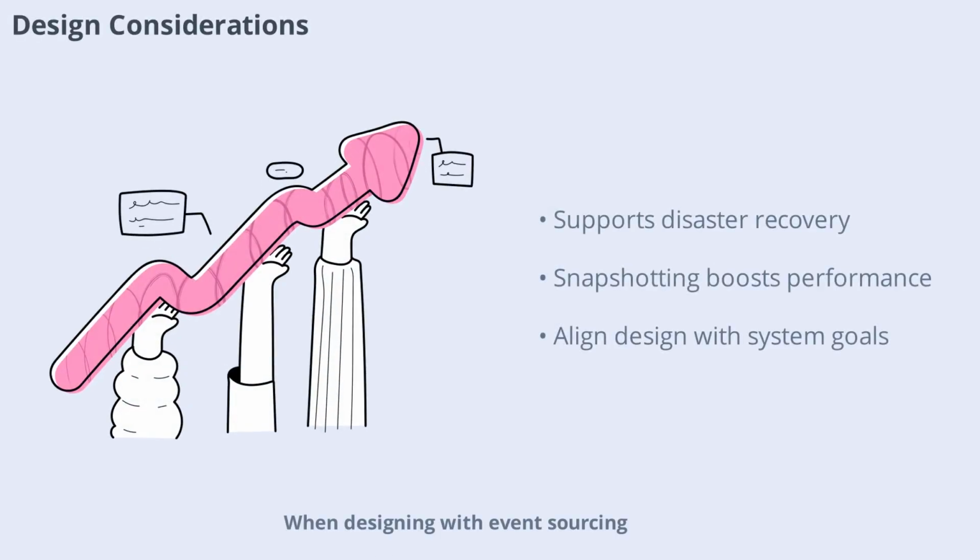Designing with event sourcing, consider how it supports reliability and performance. Capturing a full history of changes helps with disaster recovery and state reconstruction. Combining event sourcing with CQRS and strategic snapshotting can optimize performance by reducing the need to replay long event streams. However, always balance these benefits against the added complexity and ensure your design aligns with your system's goals and requirements.